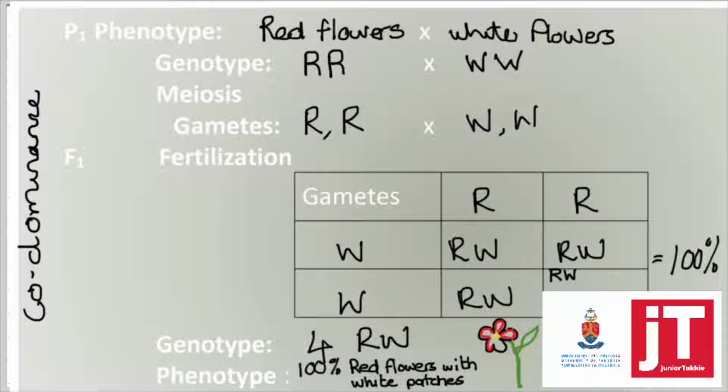Here we can see a flower. This could be just one example of how the expression in the phenotype may result. We can see that there is both red and white physically seen in the expression.